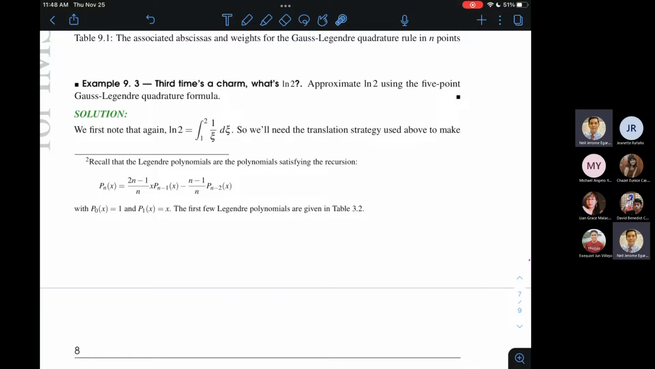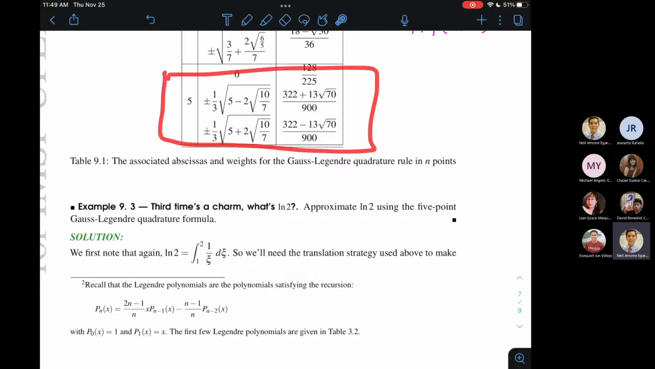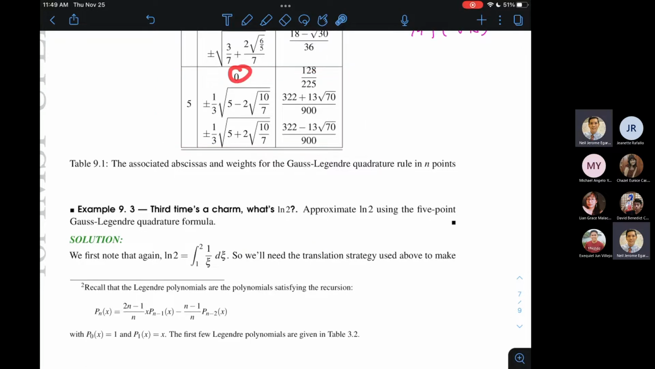Now, take note that the interval of integration here is from 1 to 2. But if we will refer to table 9.1, para hindi na natin siya i-derive ulit. So 5-point Gauss-Legendre. So ito na siya. Ito na yung 5 points na gagamitin. X1, X2, X3, X4 and X5, W1, W2, W3, W4 and W5. Okay? Kung ito yung abscissas na gagamitin natin, confined tayo sa interval -1 to 1.